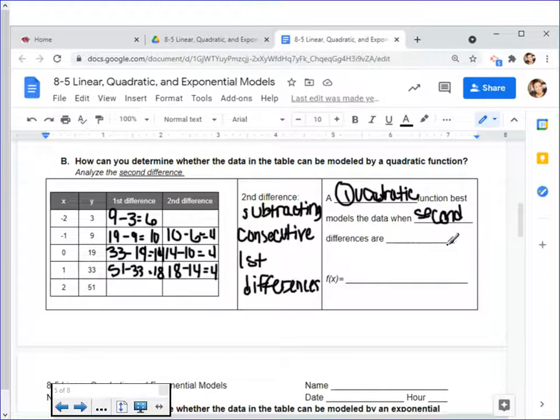My handwriting is so bad, I'm sorry. So if your first differences are the same, it's linear. If your second differences are the same, it's quadratic. We've been working on quadratic functions this whole time. That's ax squared plus bx plus c.